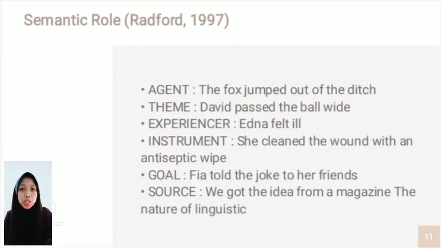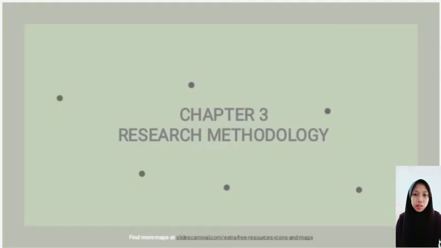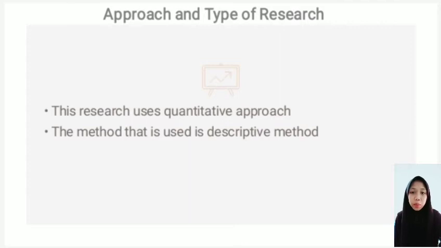Yang selanjutnya itu instrument. In example is she cleaned the wound with an antiseptic wipe. Next ada goal. In example is Via told the joke to her friends. Yang terakhir yaitu source. In example is we got the idea from a magazine, The Nature of Linguistics. Kemudian di next slide itu ada chapter 3 research methodology, approach and type of research.